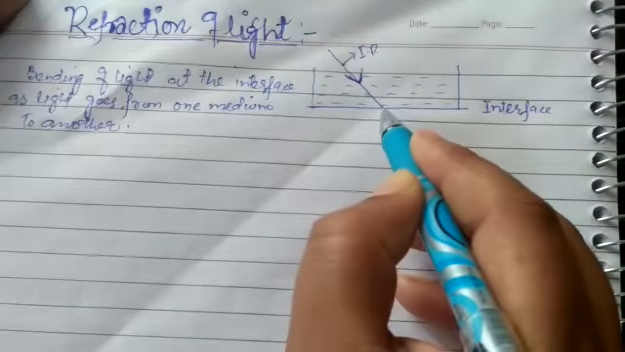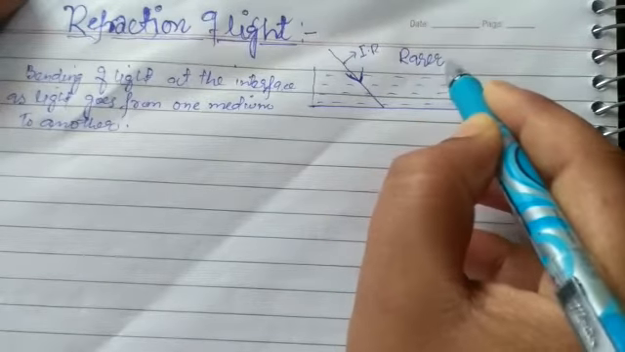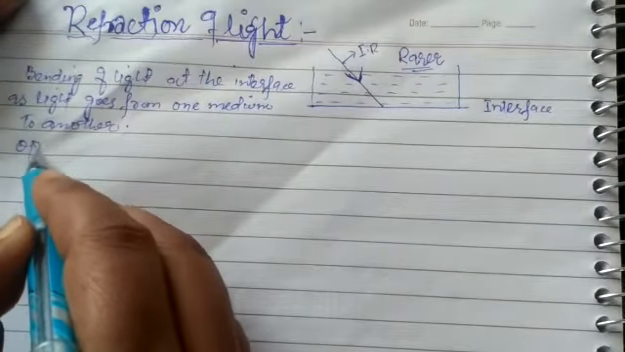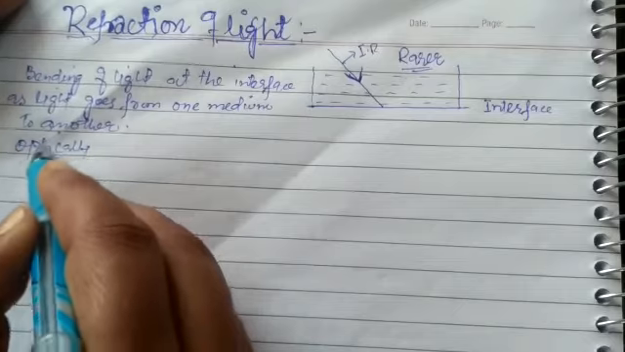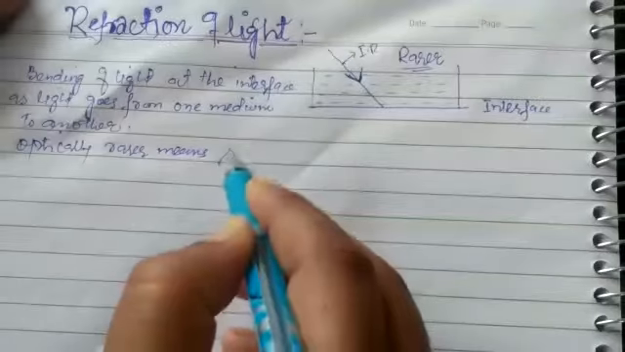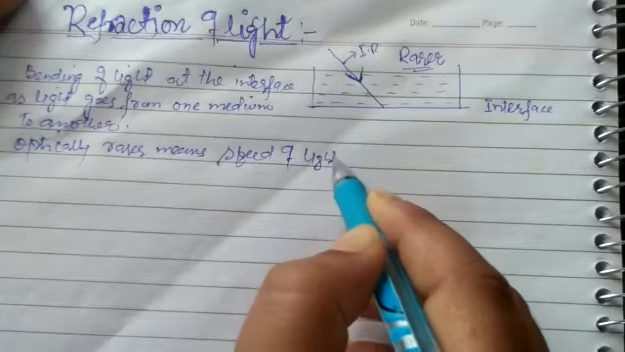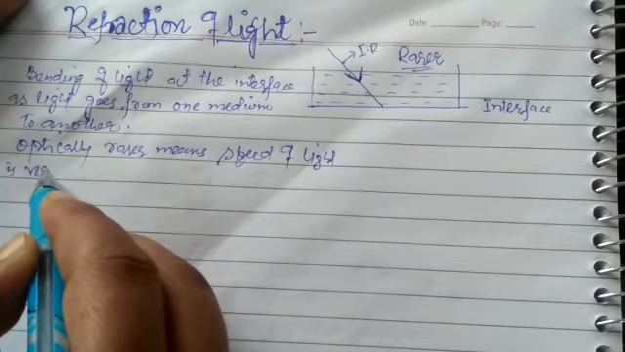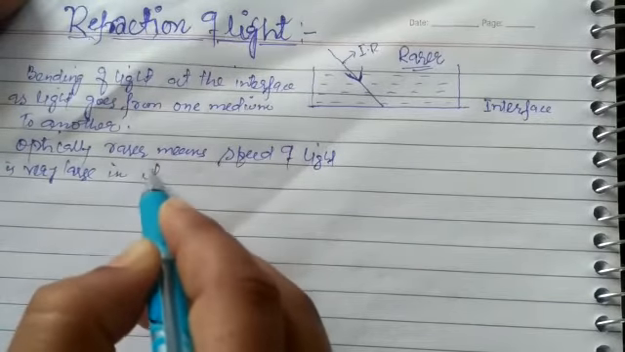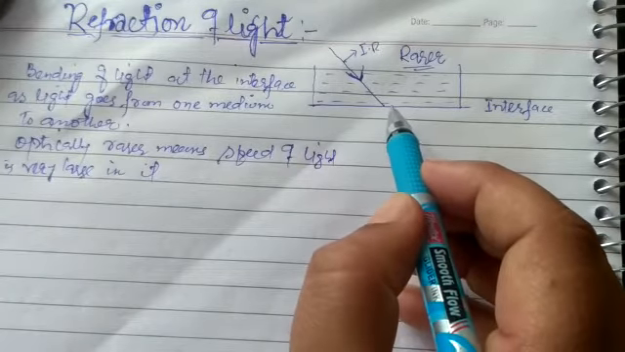Now once it touches the interface, if this is an optically rarer medium, by rarer medium we mean that the speed of light in it is very large, not larger than the speed of light in vacuum, but it is large.